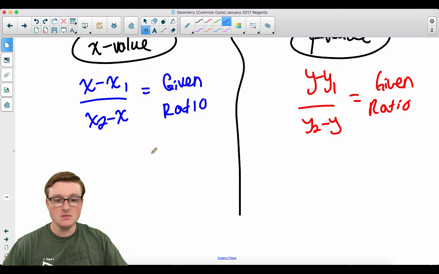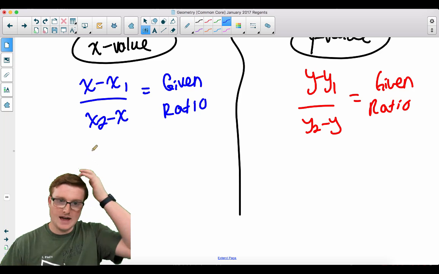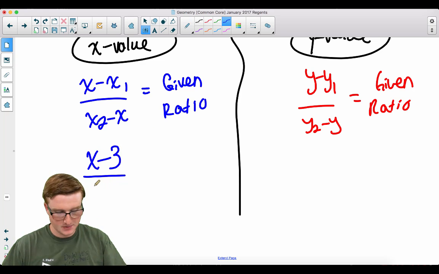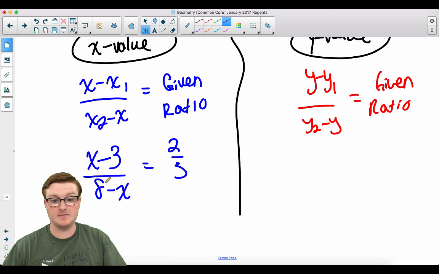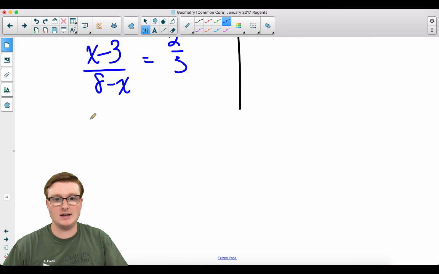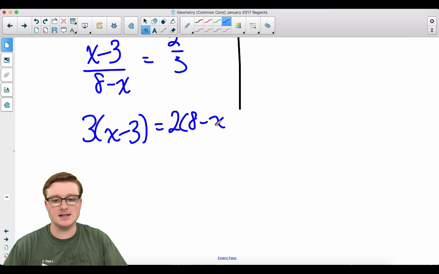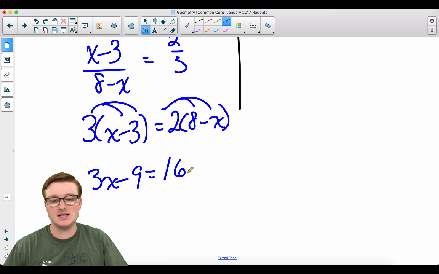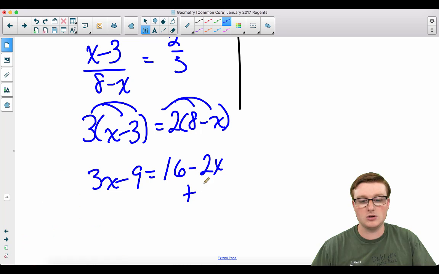So we have here x minus 3 over 8 minus x is equal to the given ratio of 2/3. We are then going to cross multiply. So we get 3 times (x minus 3) is equal to 2 times (8 minus x). Distribute these. We get 3x minus 9 is equal to 16 minus 2x. We're going to add that 2x on both sides.